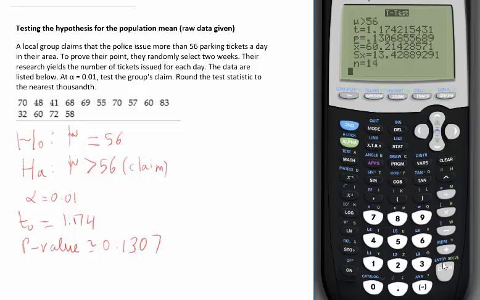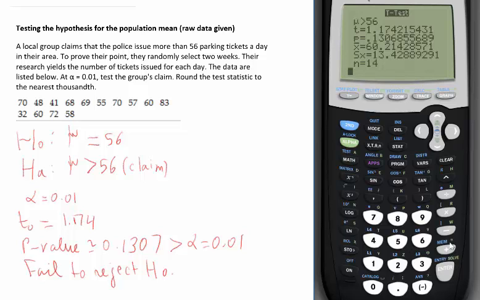Now, step number 4, do you reject H0 or fail to reject H0? Well, your p-value, which is 0.1307, is more than alpha, which is 0.01. So what will your decision be? Fail to reject H0. You're almost done. Now you have to interpret your decision in the context of the claim.